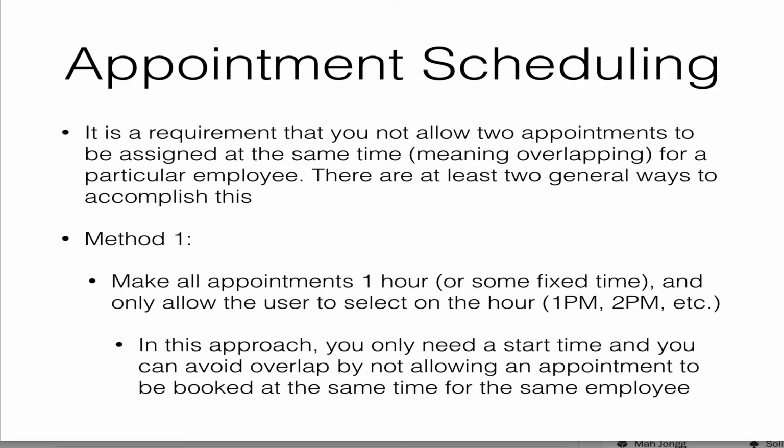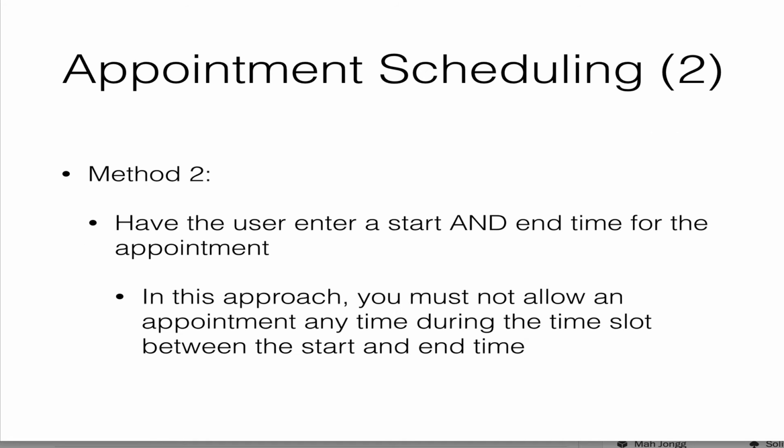One is to make all the appointments 1 hour or 30 minutes or whatever, but some fixed amount of time, and then only allow the user to select on the hour. Again, if you're using a 1 hour increment. When you do that, you only need a start time, and you can avoid any overlap simply by not allowing them to book 2 appointments at 1 p.m., for example. So setting that fixed time solves the problem for you. That's one method to do it.